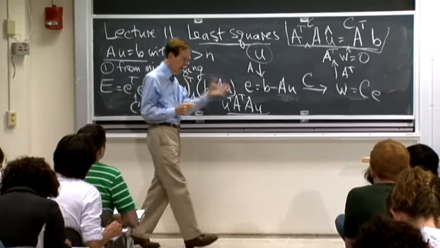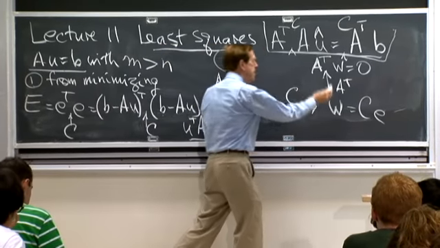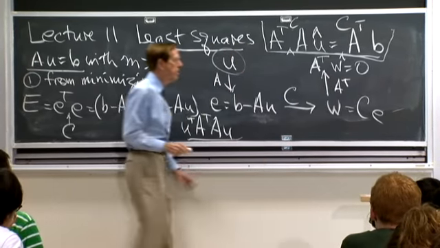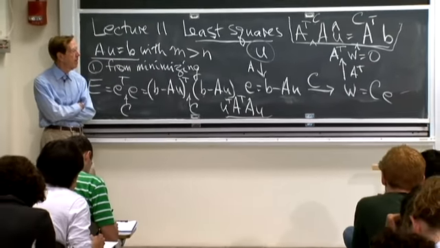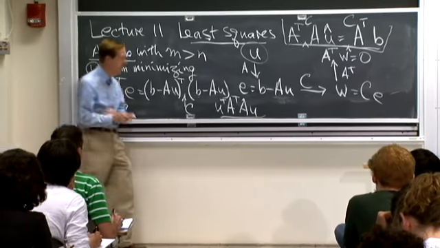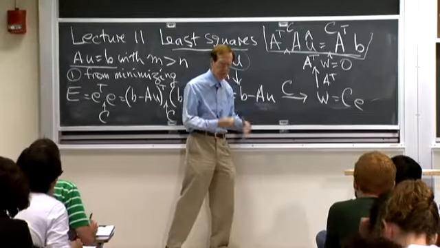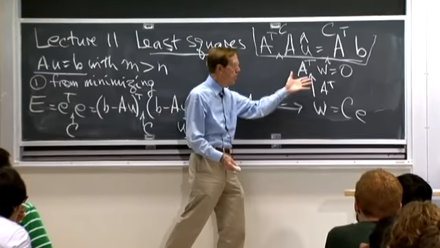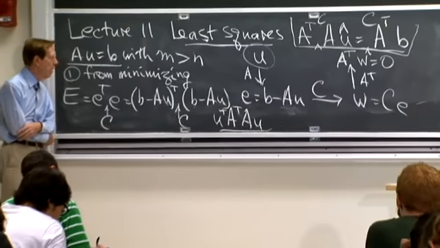To take the second approach is to see why. Why is A transpose W equals 0? What's going on in that key step? This is always the key step. This is like the setup step. This is the weighting step with constants coming in. And here's the key step. Okay, so let's see that.